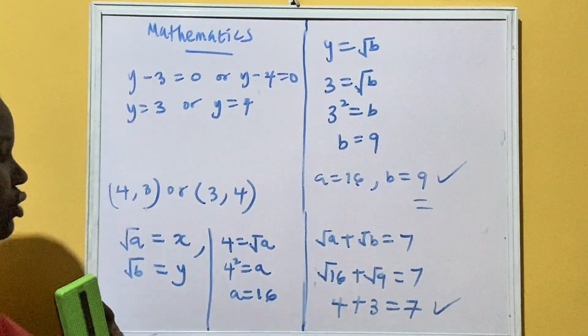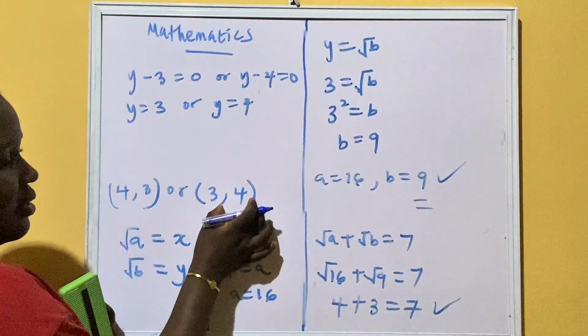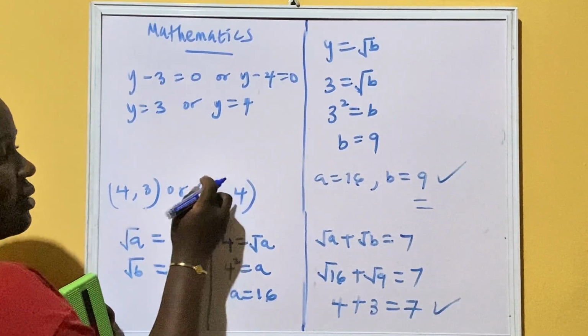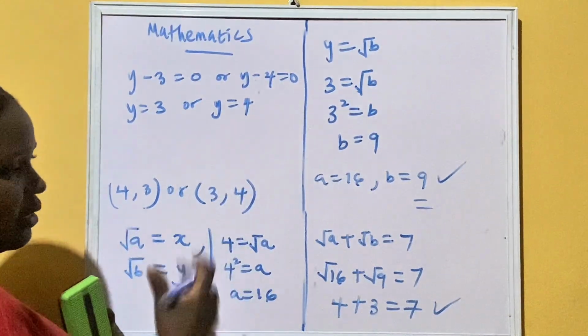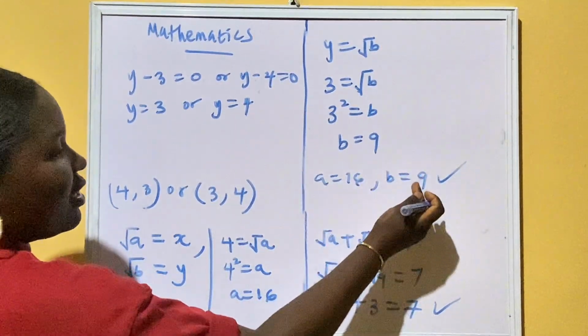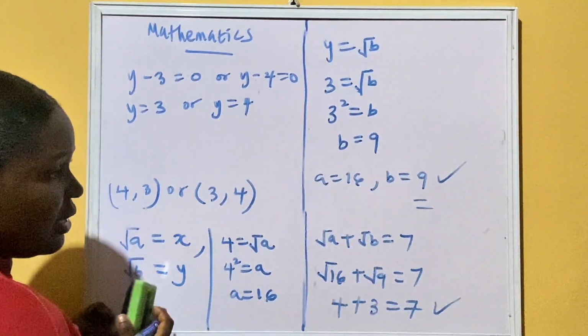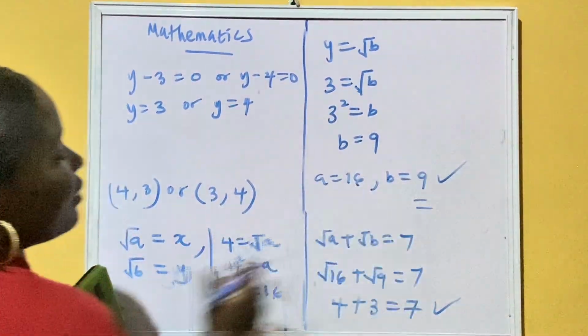Now you can decide to try this. Assume your value x equals 3, then y equals 4. Then if you try it, you get a equals 9 and b equals 16, which will still give us the same answer. So this is our final answer.